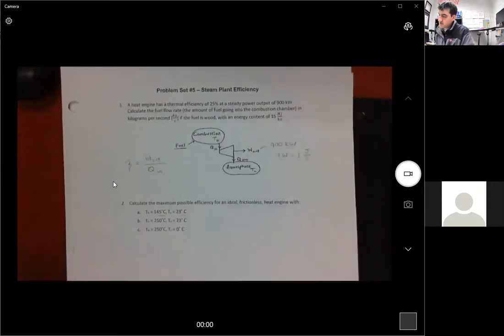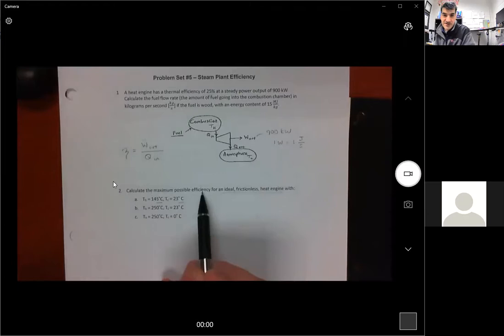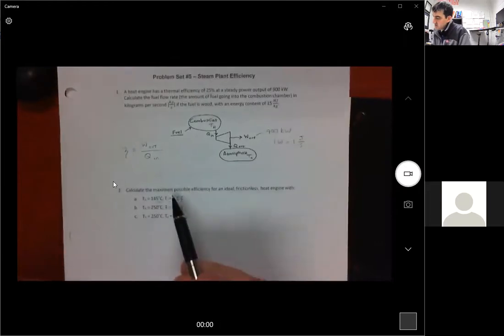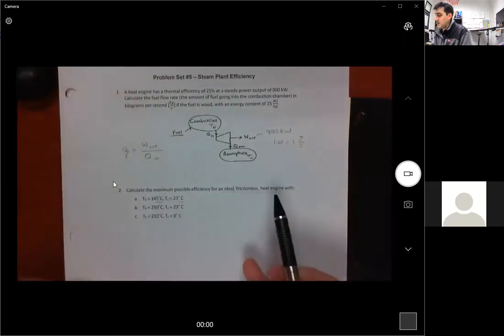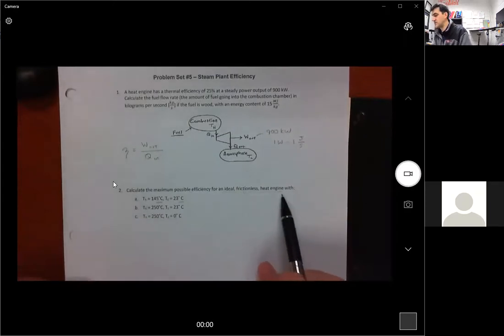Okay, number 2 is we are supposed to calculate the maximum possible efficiency. What is that? Well, that is the Carnot efficiency. That's the upper limit on the efficiency that you can ever get if your whole system is operating perfectly in an ideal manner. All right, so this is the Carnot efficiency, in an ideal manner. It's ideal, it's frictionless, and it's a heat engine.